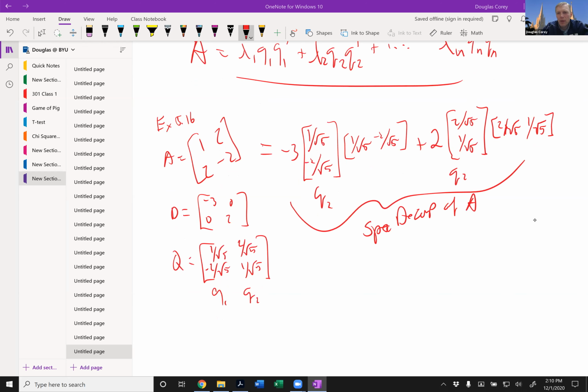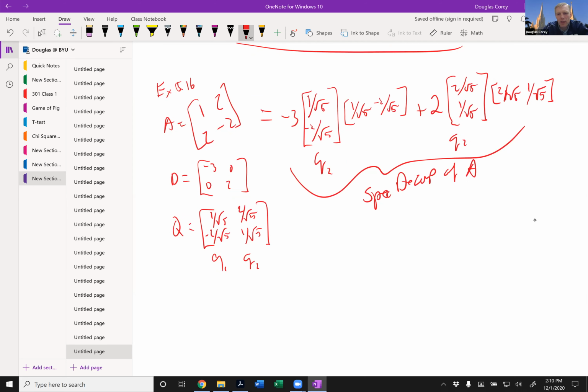We could multiply that out so that we get A is equal to -3. I can take the -5 times the 1 over the square root of 5 times 1 over the square root of 5, which is 1/5. And then -2/5, -2 times the square root of 5 over the square root of 5 times 1 over the square root of 5, which is -2/5 again, and then 4/5, plus 2. Let me just do that.